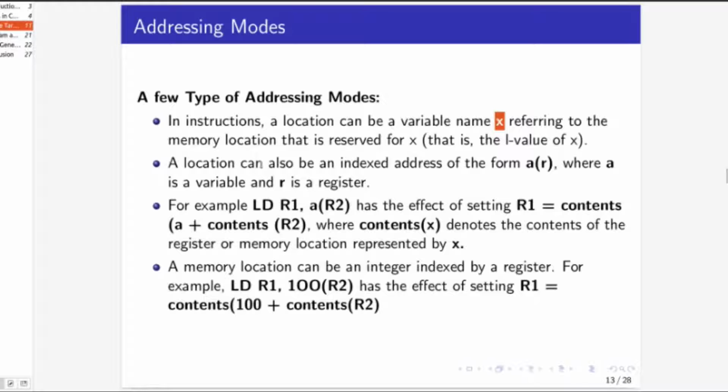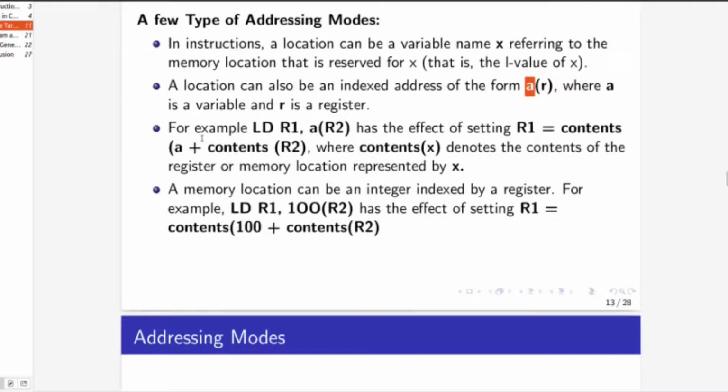So this variable we can use to refer to a memory location. Look here. A location can also be an indexed address of the form A of R, where A is a variable and R is a register. If we want to access data present in the rth position of the array A, then we can write A of R, where R is a register, so R will point to the displacement from the base, and A is the variable that stores the starting address of that array. For example, load R1 comma A of R2. The meaning is the content of A plus the content of R2.